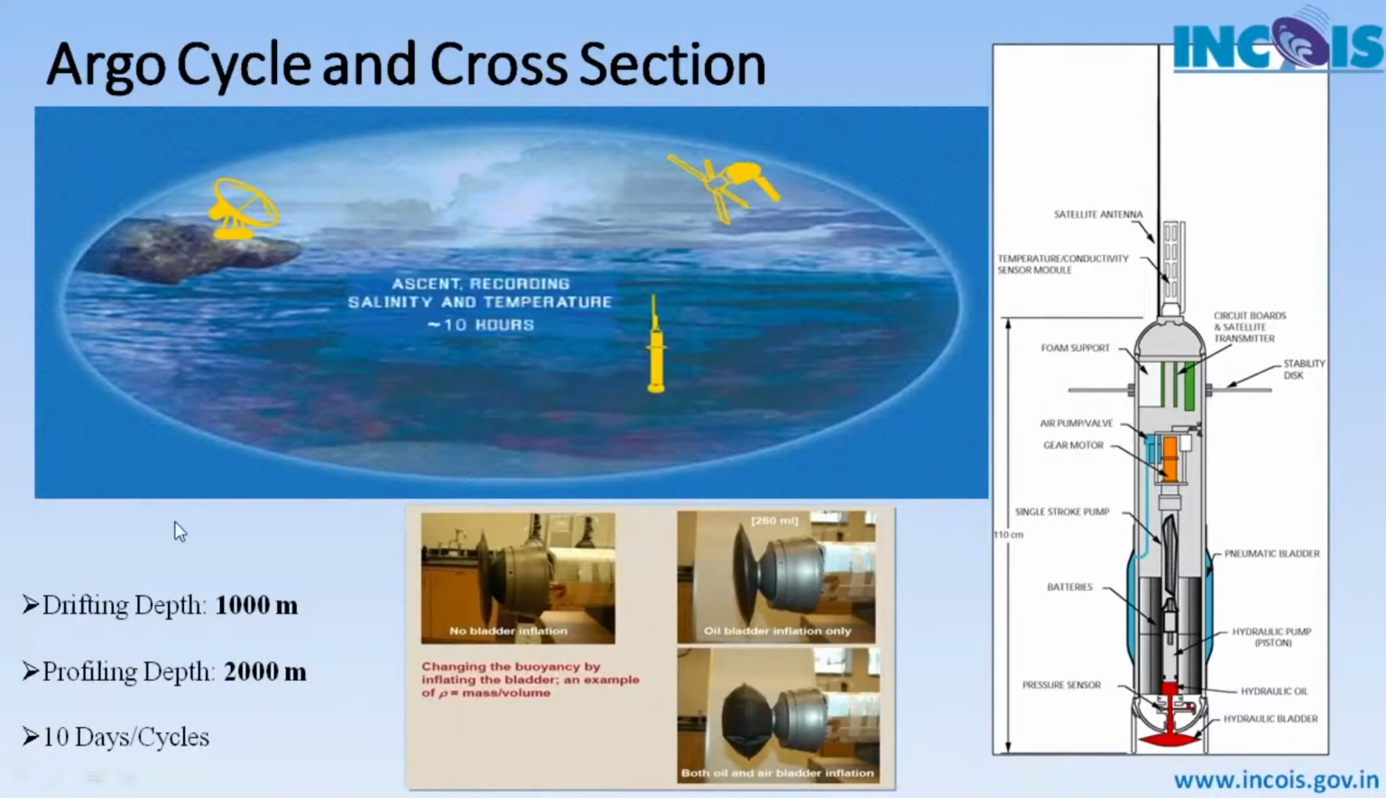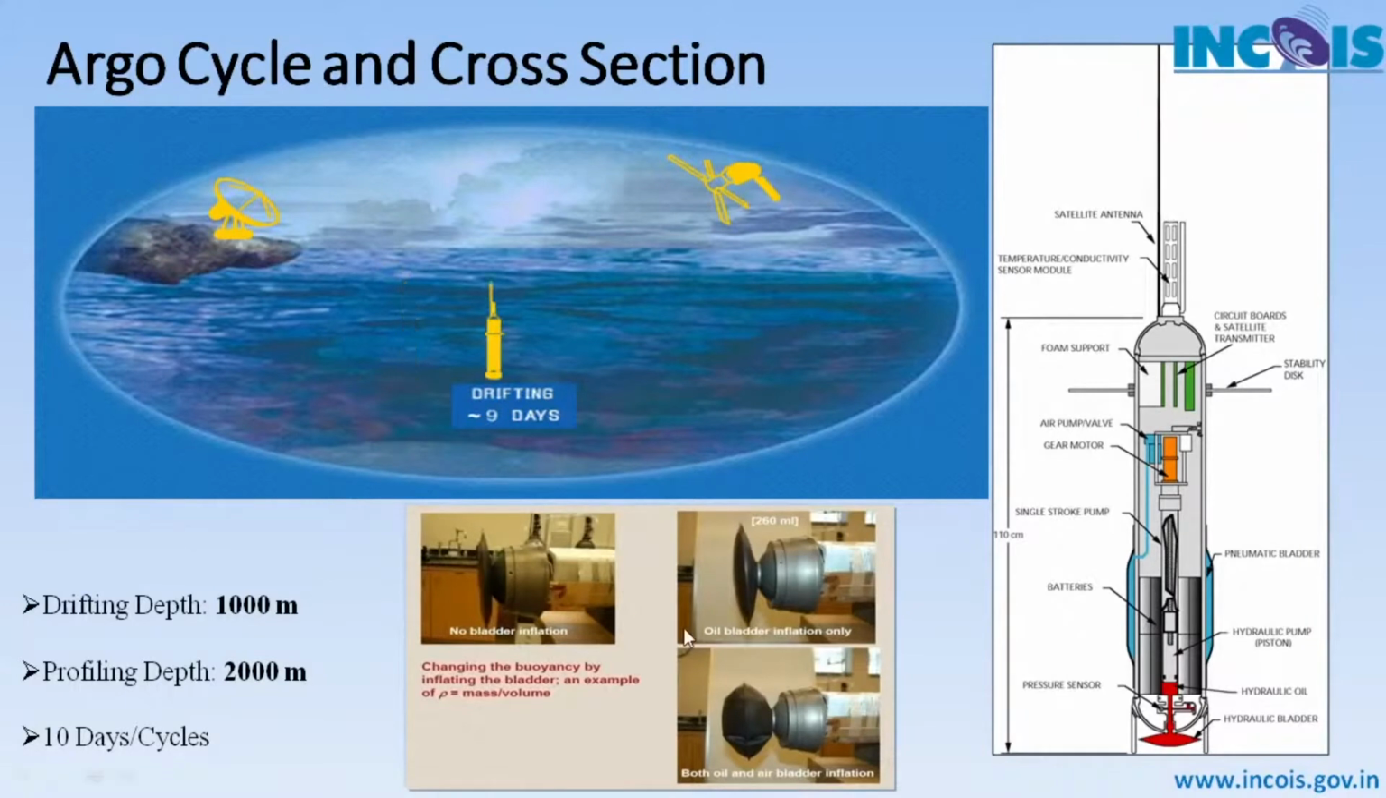And you can see drifting depths for most of our floats are set as 1000 meters, and profiling depth is set as 2000 meters, and also a 10-day cycle has been set for most of the profiling floats in the Arabian Sea, and 5-day cycles have been set for most of the floats in the Bay of Bengal.